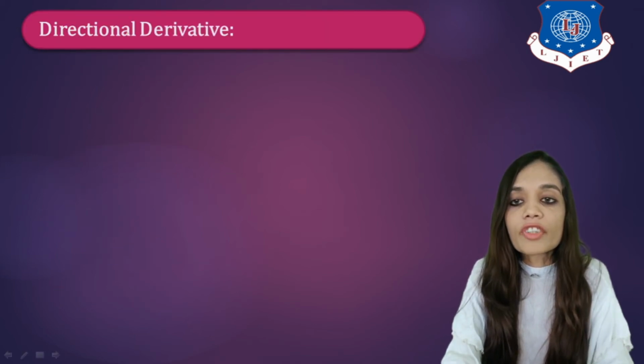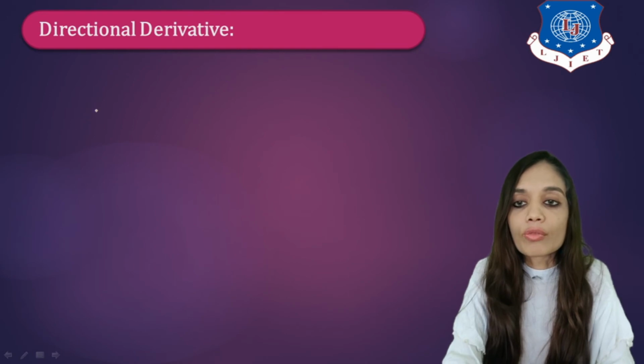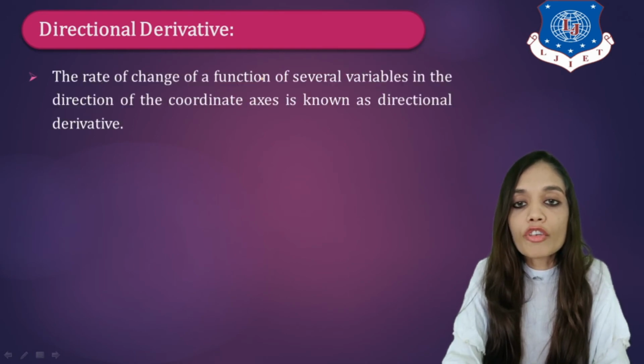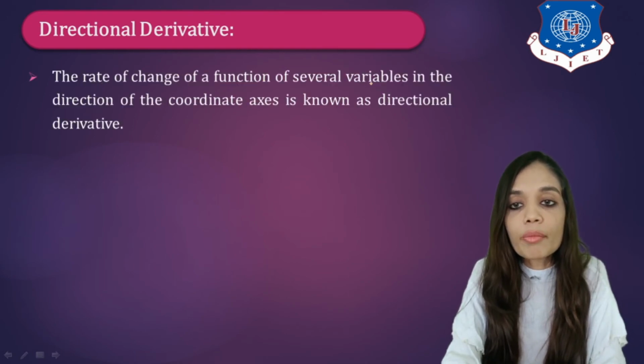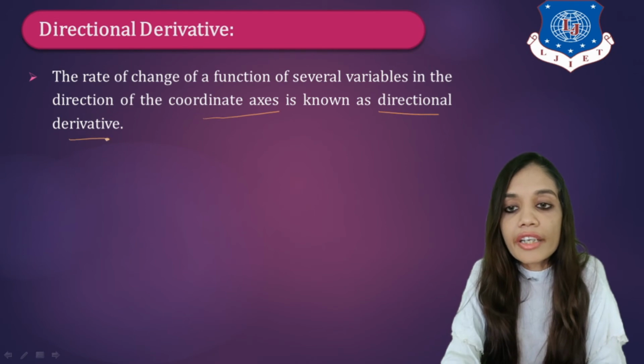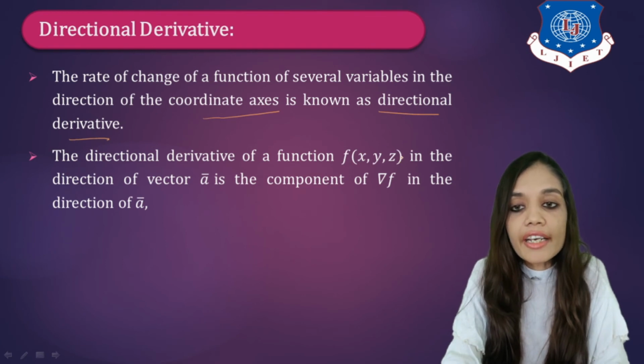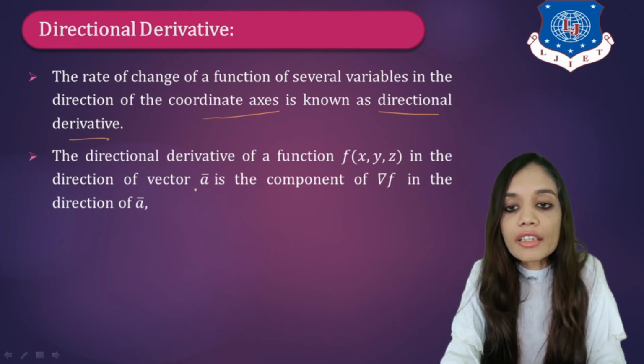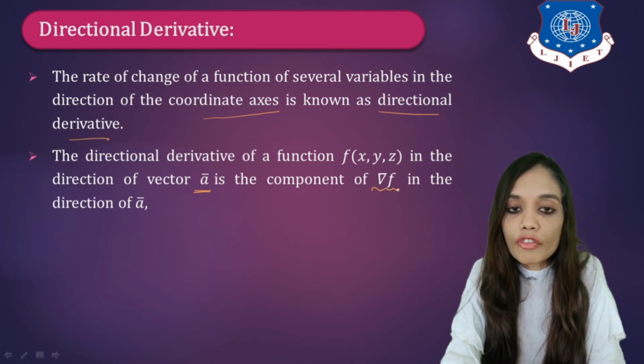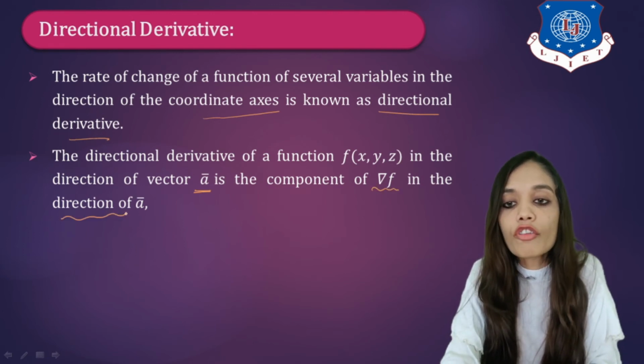Now let us define directional derivative. The rate of change of a function of several variables in the direction of coordinate axis is known as directional derivative. The directional derivative of a function f of x, y, z in the direction of vector a bar is the component of gradient of f in the direction of a bar.